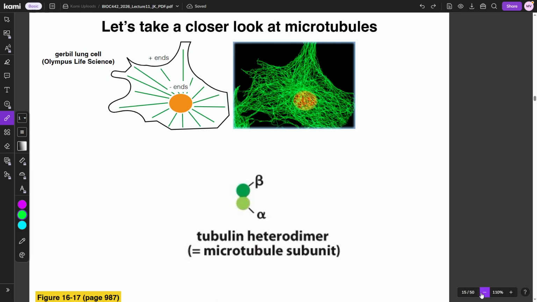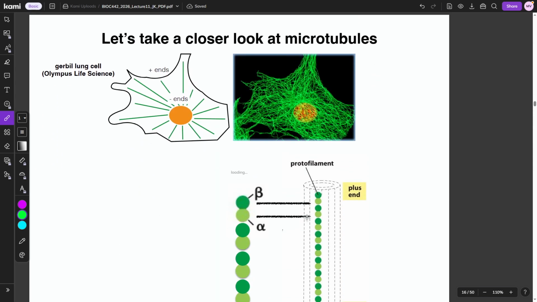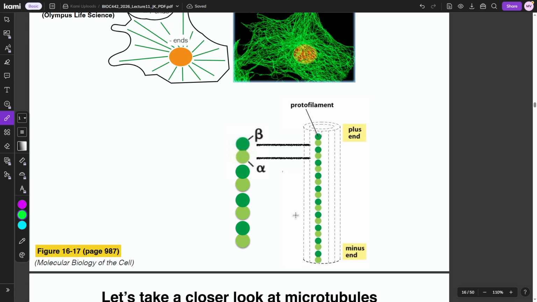So we already talked about a closer look at microtubules. The individual quote-unquote monomer for a microtubule, or the subunit, which is the better way of rephrasing that, is made up of two separate proteins, alpha-tubulin and beta-tubulin. These alpha-beta-tubulin subunits stack together to form a line, this polymer, which is a protofilament, and then you stick these protofilaments in a circle to form a microtubule. The plus end, remember, is the one that has the beta tubulin facing it, and the minus end is the one that has the alpha tubulin facing it.